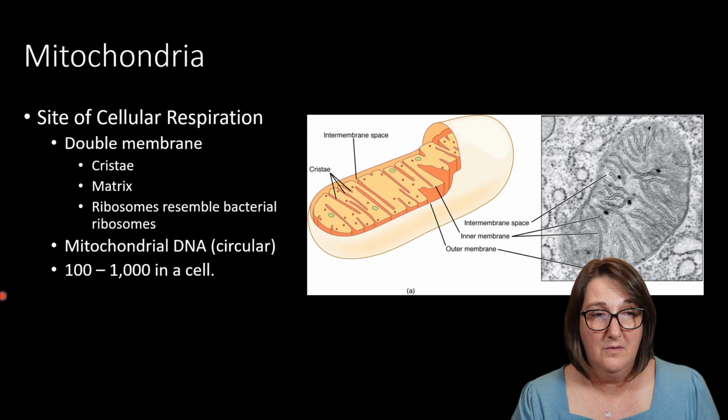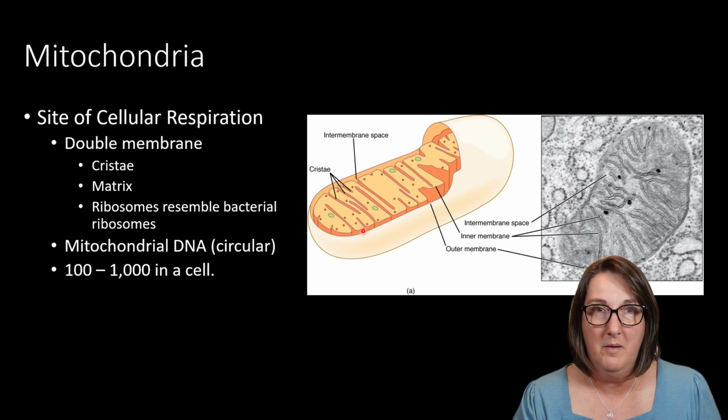There can be 100 to 1,000 in just one cell. So one eukaryotic cell could have 100, it could have 1,000. If it's a very high functioning metabolic cell, it's going to have a lot. If it's not very fast, if it's not very metabolic, then it's not going to have as many. It's still going to have a lot, but it's not going to have over like 1,000 or something.